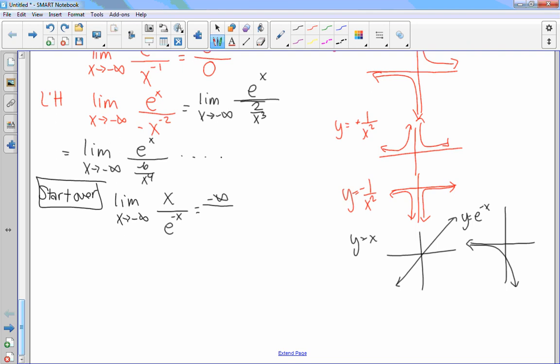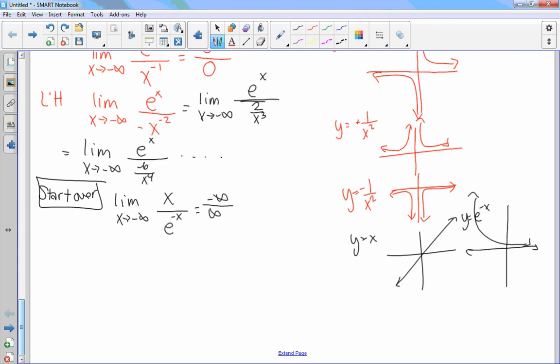Oh, I did that backwards. The negative is in the function, not in front of the function. If it's in front of the function, it flips down. If it's in the function, it flips horizontally. So instead of going up, it'll be a decay like that. There we go. Okay, to infinity.